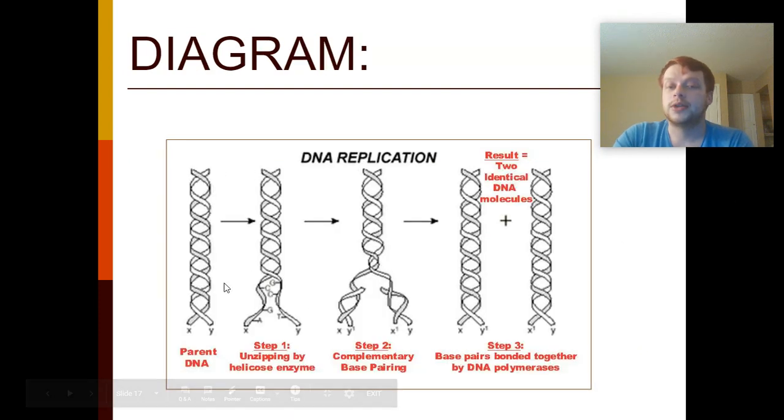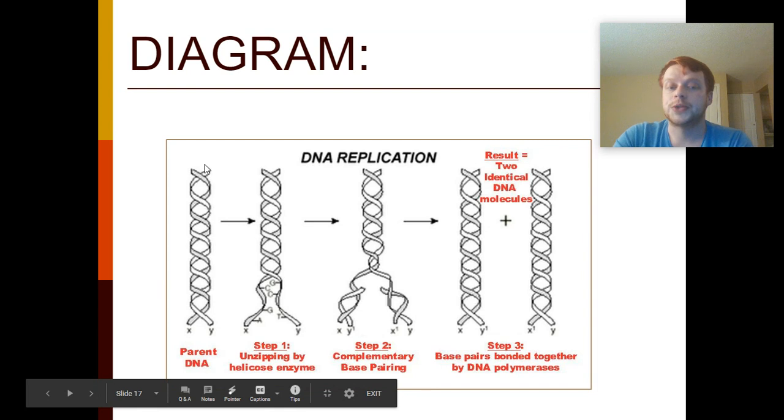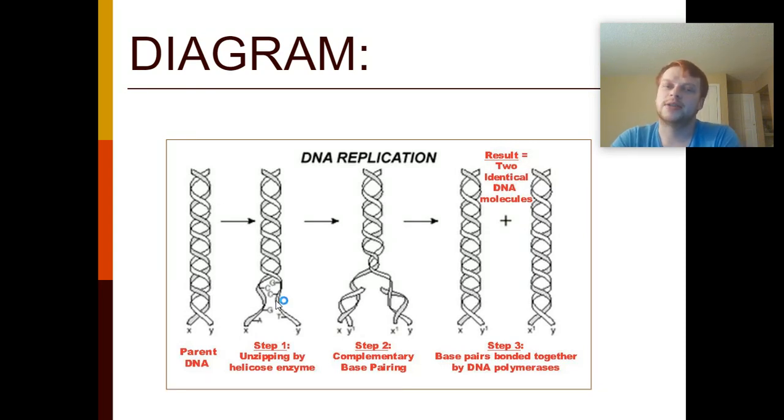This is an image of what the whole process looks like for you. So we start off with our parent DNA. Step one, remember, we unzip. Helicase runs up this guy in both directions and starts to separate those pairs. The bases are held together by hydrogen bonds, so it's a pretty weak electrostatic bond, and that's why helicase can so easily separate them out.